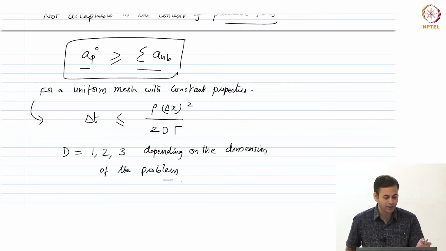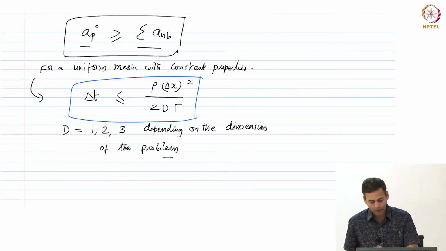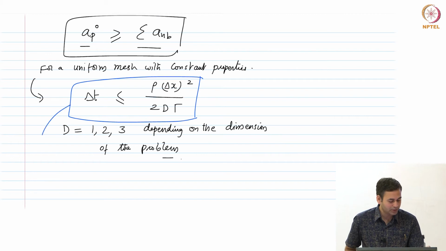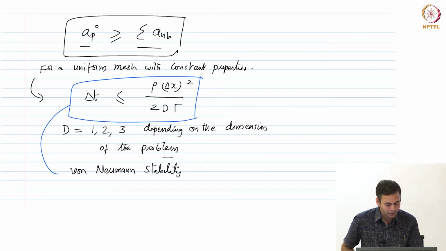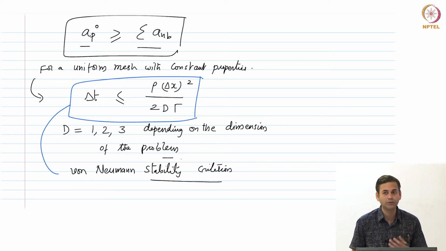So, that means you cannot take any arbitrary delta T, it has to be dictated by, or should be smaller than, this condition. In the literature this is known as the von Neumann stability criterion, which has to be satisfied by the explicit scheme in order to get a converged solution, in order to get a physically possible and converged solution.